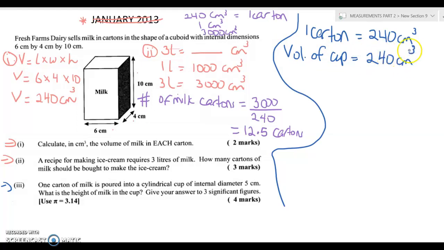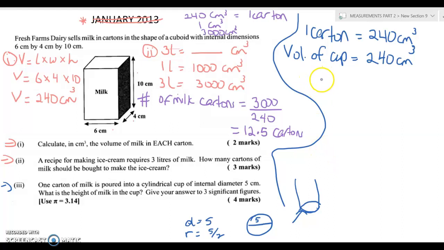And also, if I had to make a little sketch of this cylindrical cup, right? So it is telling us the diameter, remember the bottom here is a circle, the diameter is 5, right? So if the diameter is 5, that means our radius is half of 5, which is 5 over 2, right? So now we want to find out the height of the milk in the cup.